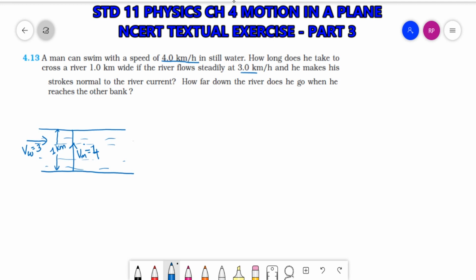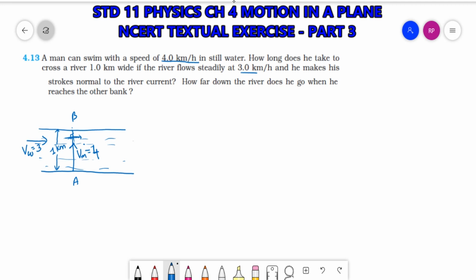And he makes his strokes normal to the river current, means he is going in this direction, exactly perpendicular. This is the river current and this is the velocity. How far does he go when he reaches the other bank? Means when he reaches the other side, let's say this is A and he reaches on the side B, what is the distance covered?